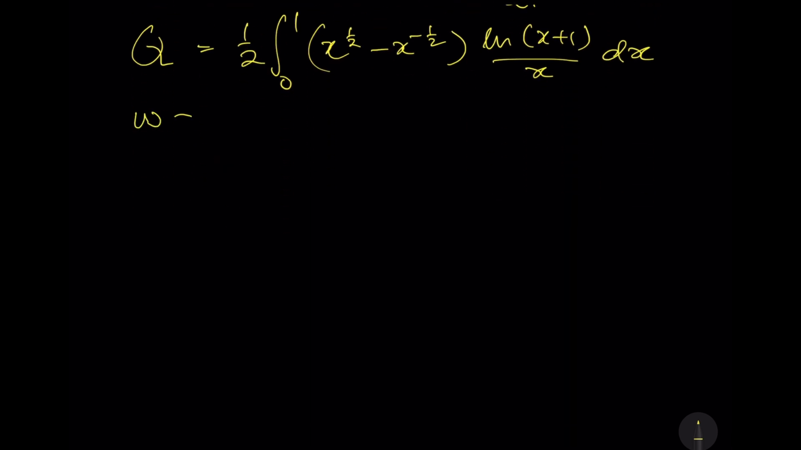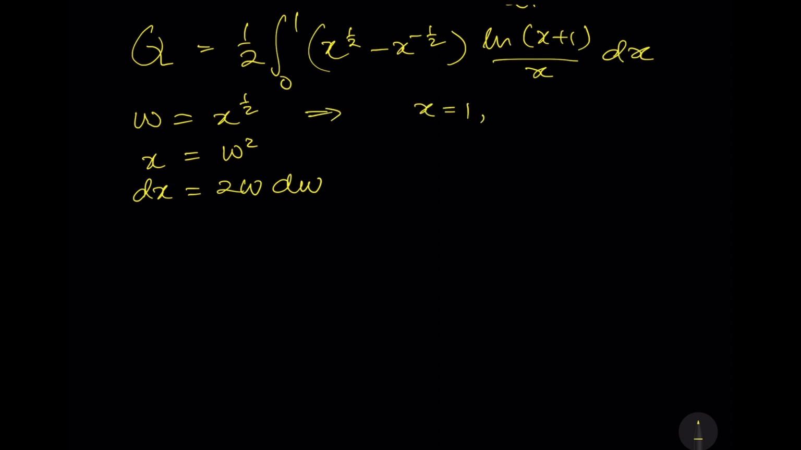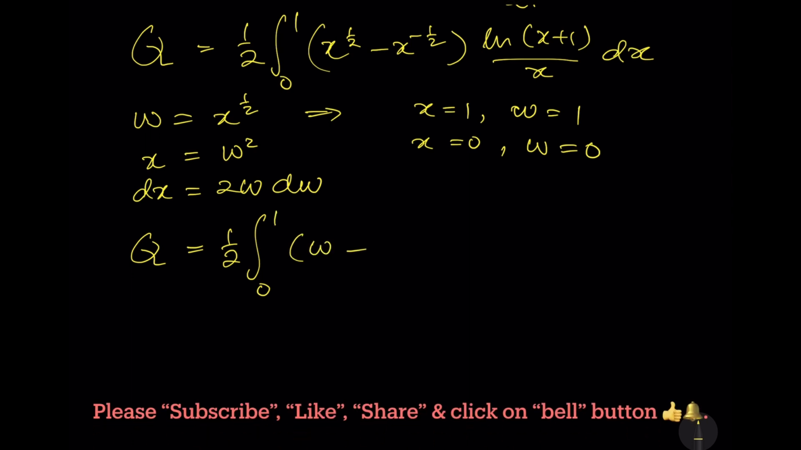Next, substitution. Define W equals x power 1 over 2. Therefore, x equals W power 2, and dx equals 2W dW. As for the integration bounds, when x equals 1, W equals 1. When x equals 0, W equals 0. From here, we obtain Q equals 1 over 2 integral 0 to 1 of W minus W power negative 1, multiplied by natural log of W squared plus 1 divided by W squared, and then multiplied by 2W dW.